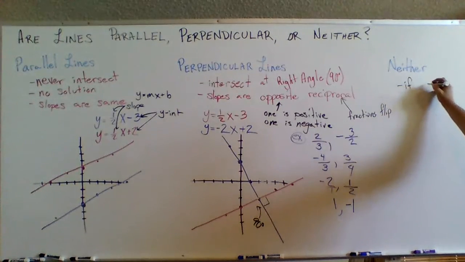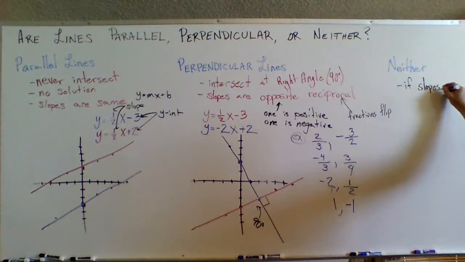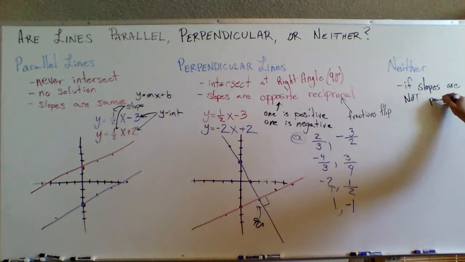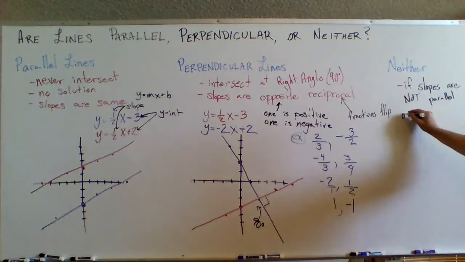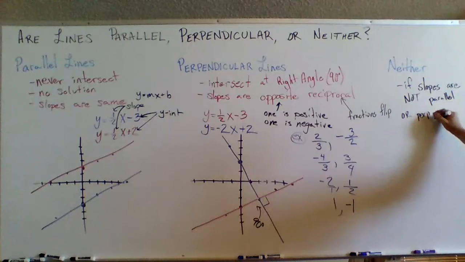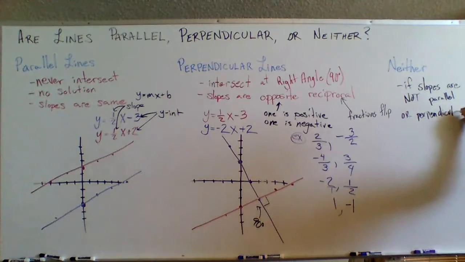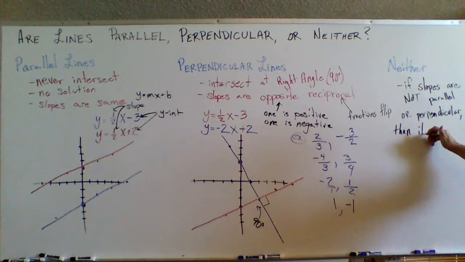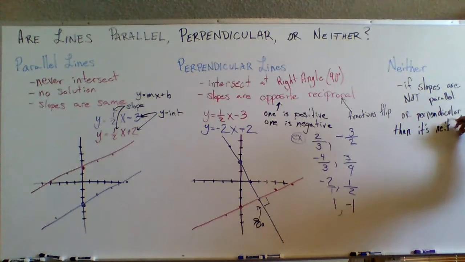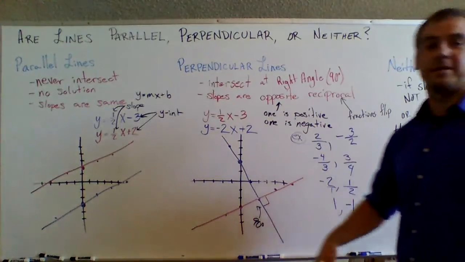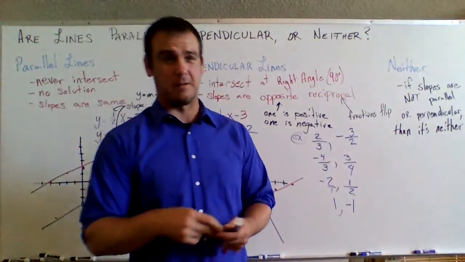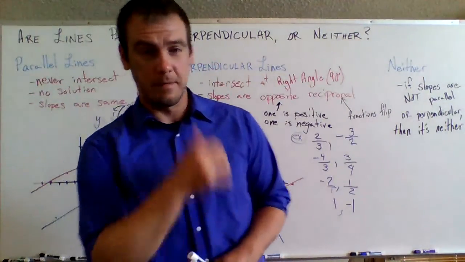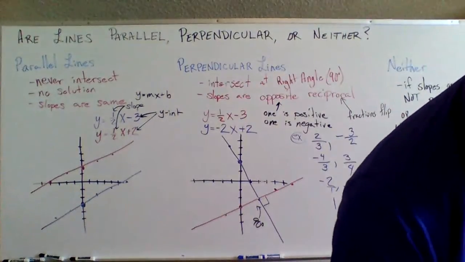So if slopes are not parallel or perpendicular, then it's neither one of them. Honestly, these are going to be most lines that you guys are going to come across. They would be neither parallel, and they're not perpendicular either. That's going to be about it there.